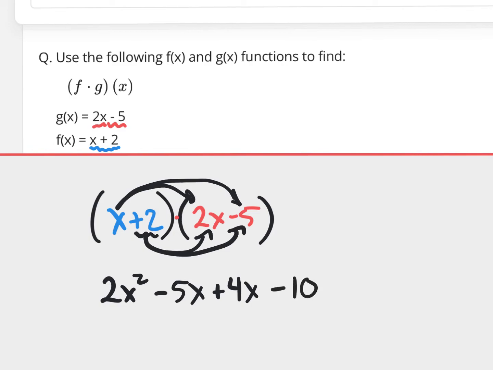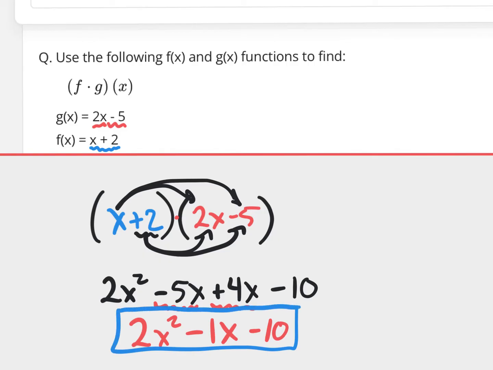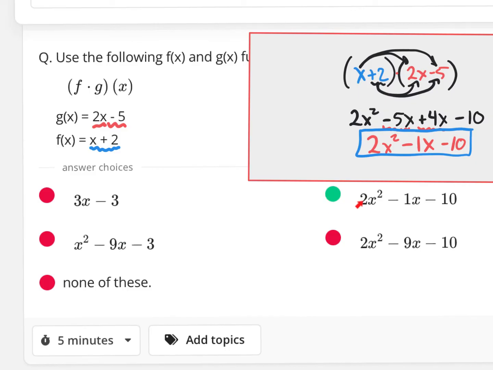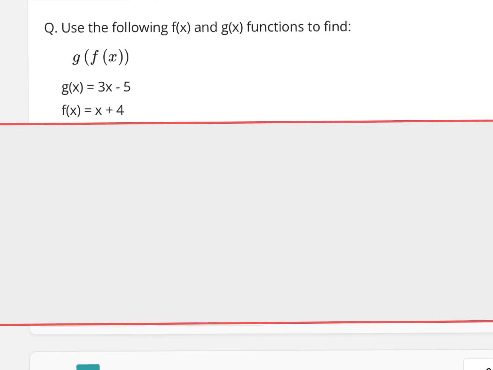And of course, the middle terms, we could combine them. If you owe $5 and you only have $4, you're still going to owe one of those dollars. You don't even need the 1. You could just put negative x. The first term is 2x squared. It just comes down. The constant's negative 10. It just comes down. So there is your answer. 2x squared minus 1x minus 10. Let's check the multiple choice answers. And it will be this guy right here. 2x squared minus 1x minus 10. Let's move on.